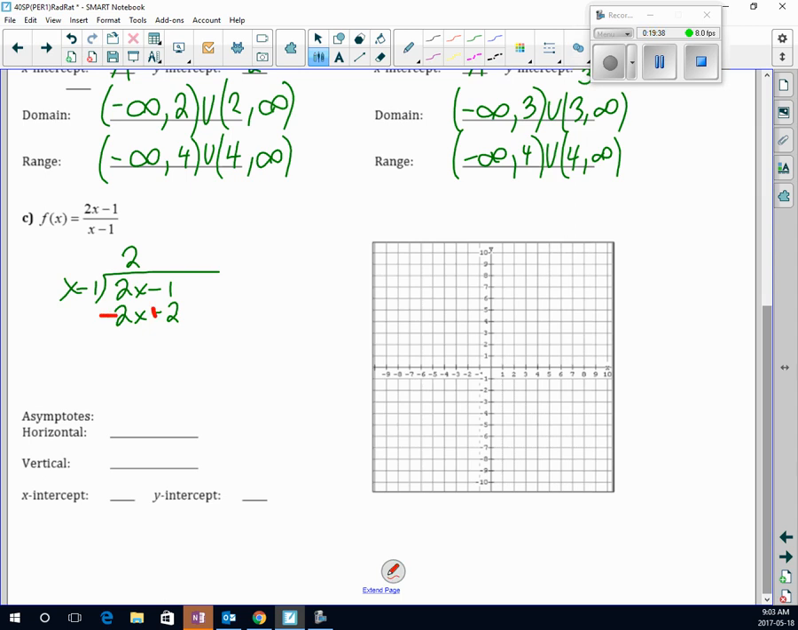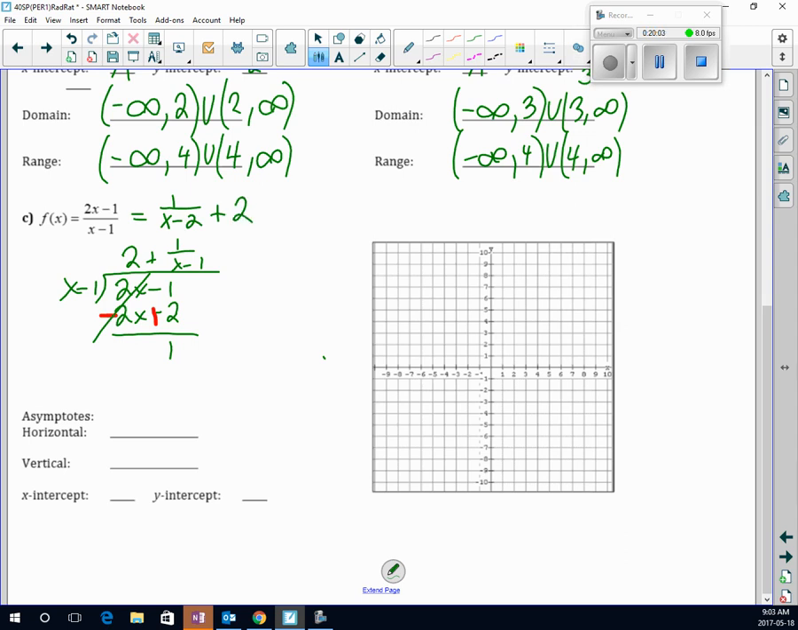I'm going to do a different color. So that means the 2x's cancel. And what do I get here? 1. So what does the 1 represent? The remainder. So this is 1 over x minus 1. So let's rewrite this. This is 1 over x minus 1 plus 2.